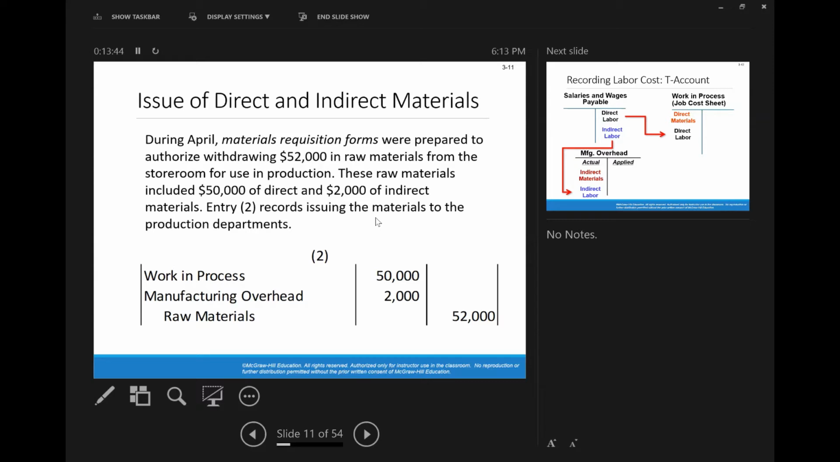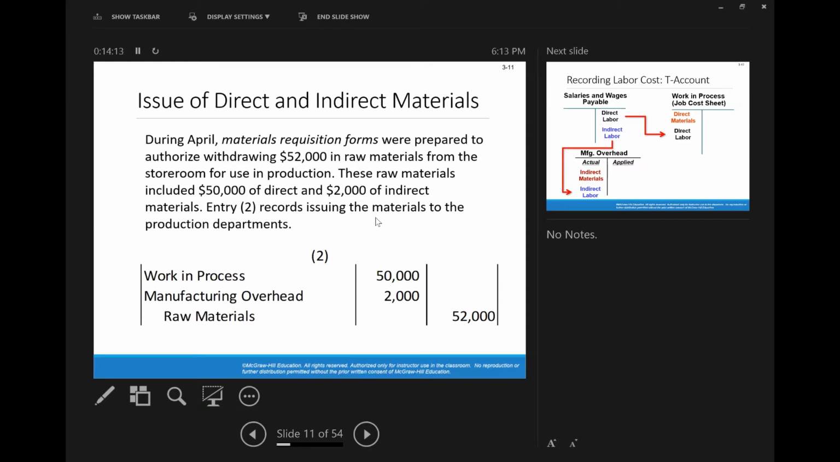All right, so when we go into work in process, it's going to be a debit because we're moving it from one asset to another asset. Okay, so we're going from raw material to work in process. So work in process is going to get the debit. If you have to reduce your materials, you do the opposite. If it's in there as a debit, now we're crediting. So that's why we're crediting raw materials $52,000 because it's telling us that we're pulling that much out total.